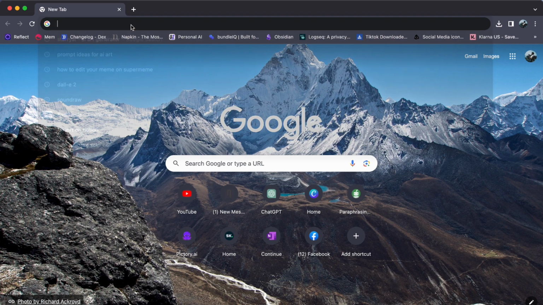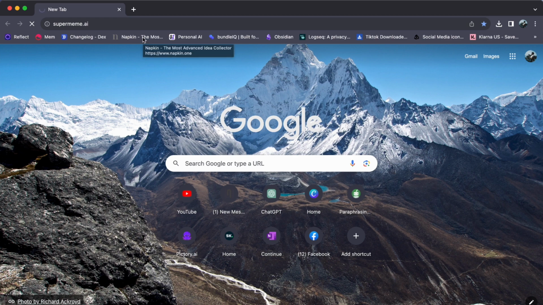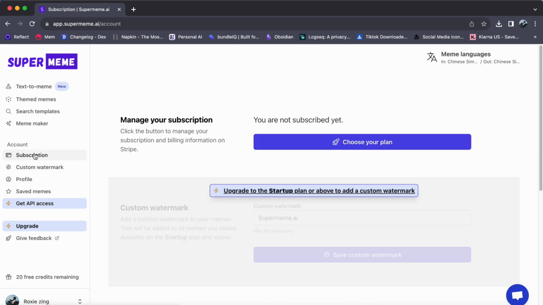Start by launching your browser and heading over to supermeme.com. Once you are there, direct your attention to the left sidebar. See the subscription section? Give it a tap. This is where the magic happens. Here comes the exciting part.